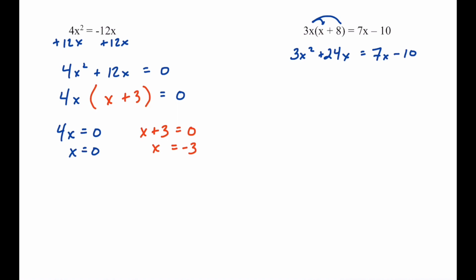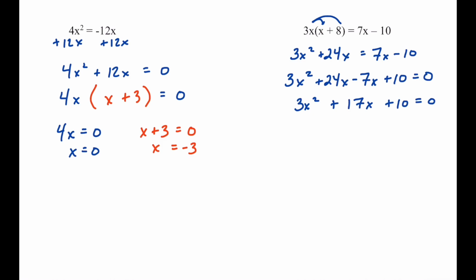We've got to get all of the terms now to the left-hand side. To do that, I'm going to subtract away 7x from both sides and add 10 to both sides. I'm not going to show all of my steps there. I think you should know how to do that by this point. And now I can combine my like terms. 3x squared plus 17x plus 10 equals 0.